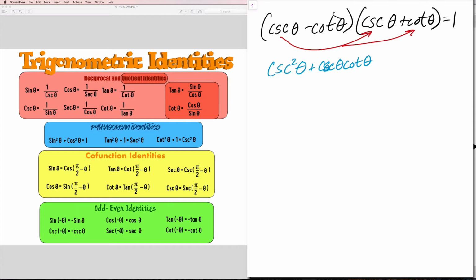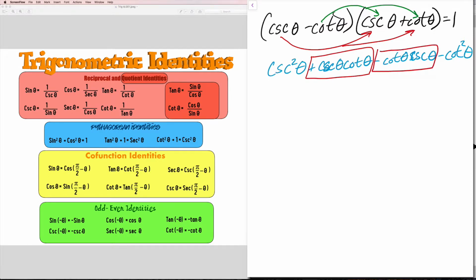Next, this negative cotangent will FOIL into these terms, and that will give us, let's do this in blue again, minus cotangent theta cosecant theta, and then minus cotangent squared theta. As I look at this, I have a plus cosecant cotangent and a minus cosecant cotangent, which cancels out. That leaves me with a very convenient cosecant squared theta minus cotangent squared theta. That did work out for us here, and this is also supposed to equal 1.